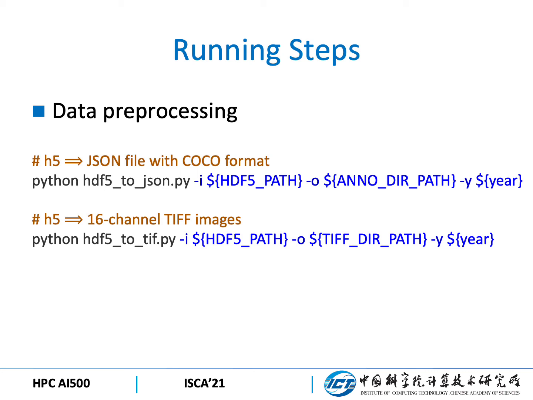Next, I'll introduce the running steps. The first running step is data pre-processing. The implementation needs the data to be processed into COCO format. Therefore, we provide two scripts for this work. The first one is HDF to JSON dot Python, a file that is responsible for generating the JSON file of COCO format. The second one is responsible for generating 16-channel TIFF images. More information about COCO format can be found on its official website.